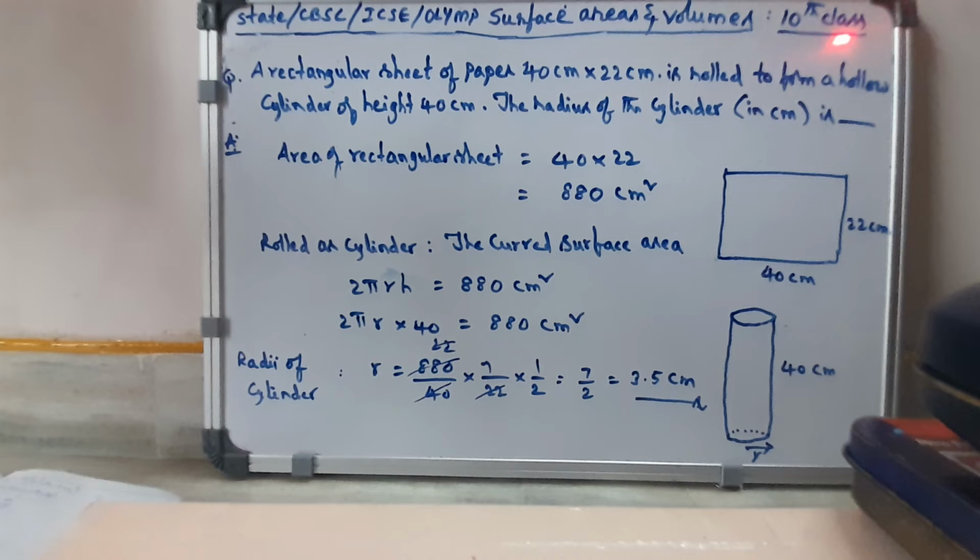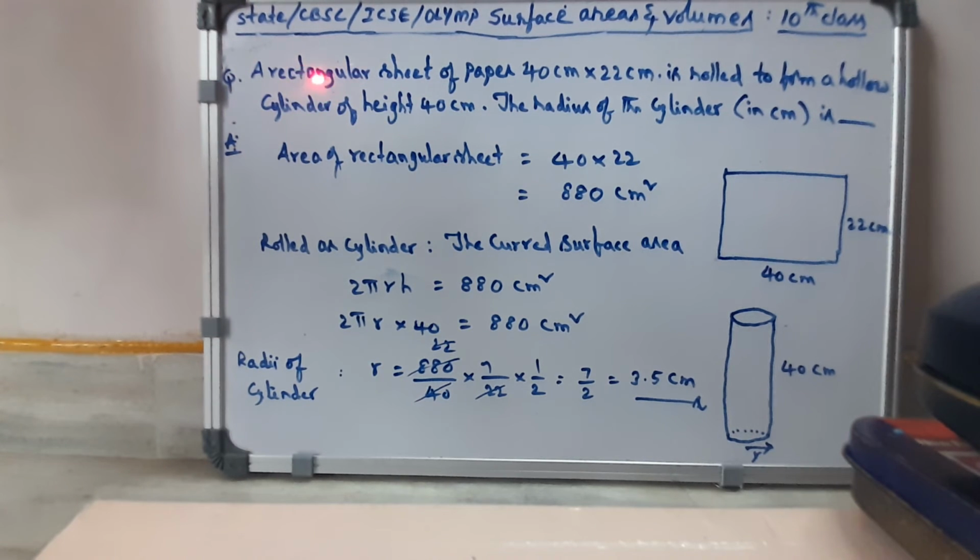Surface areas and volumes, 10th class, state CBSE ICSE Olympiad. What is the question here? A rectangular sheet of paper 40 centimeter into 22 centimeter is rolled to form a hollow cylinder of height 40 centimeter. The radius of the cylinder is dash.